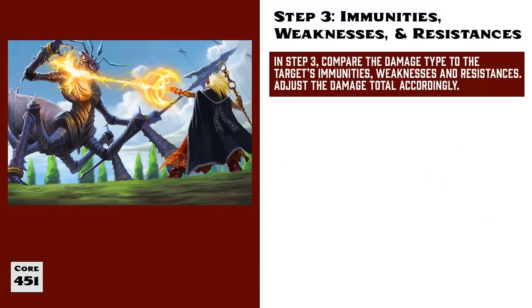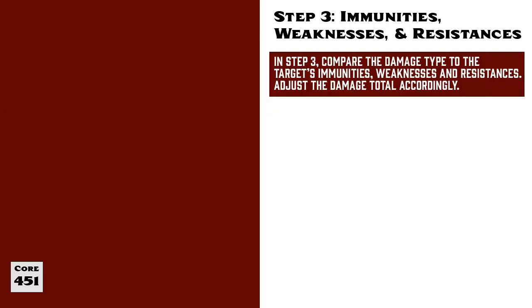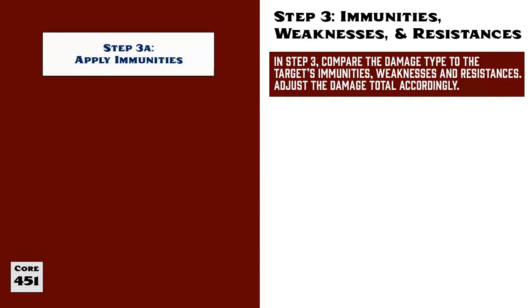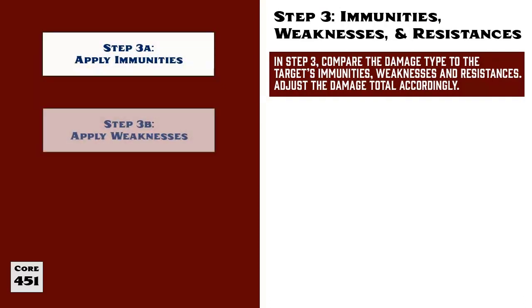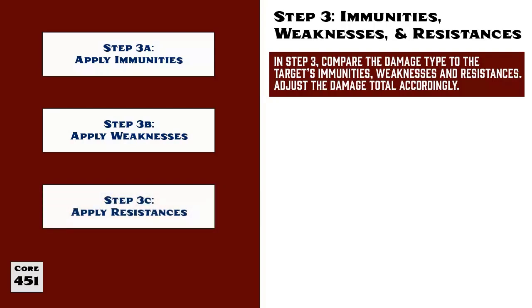Once you determine the type of damage being inflicted, you can then check for any special resistances or weaknesses the target might have. And it's important to note that these conditions are applied in a very specific order. First, you apply any immunities, then you apply any weaknesses, and last you apply resistances.